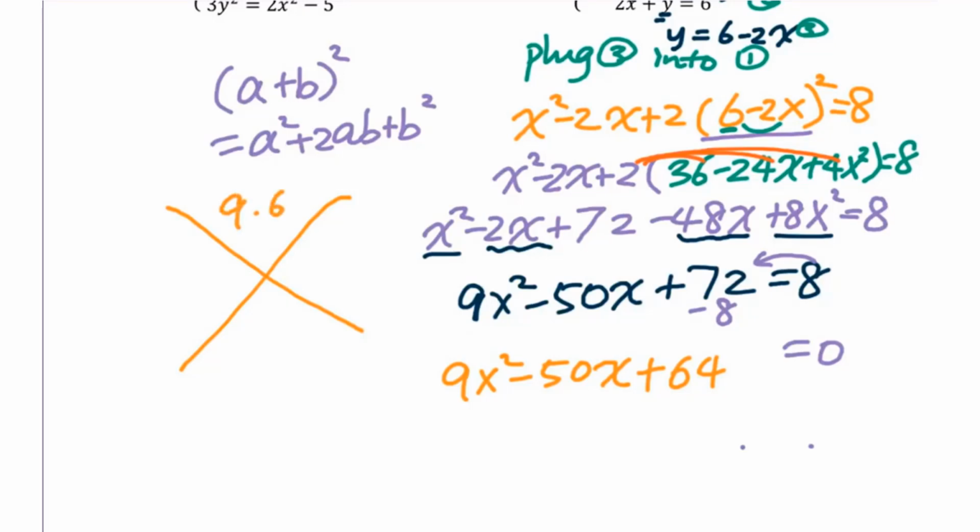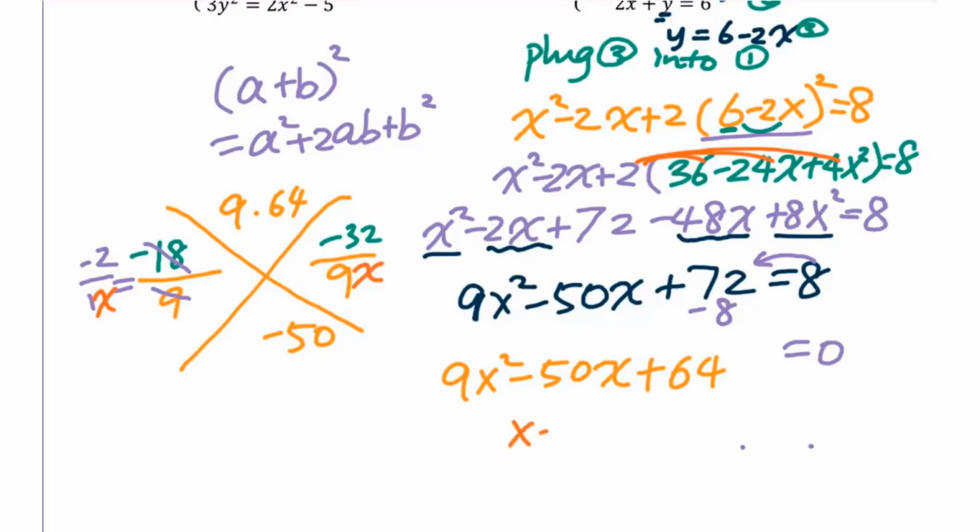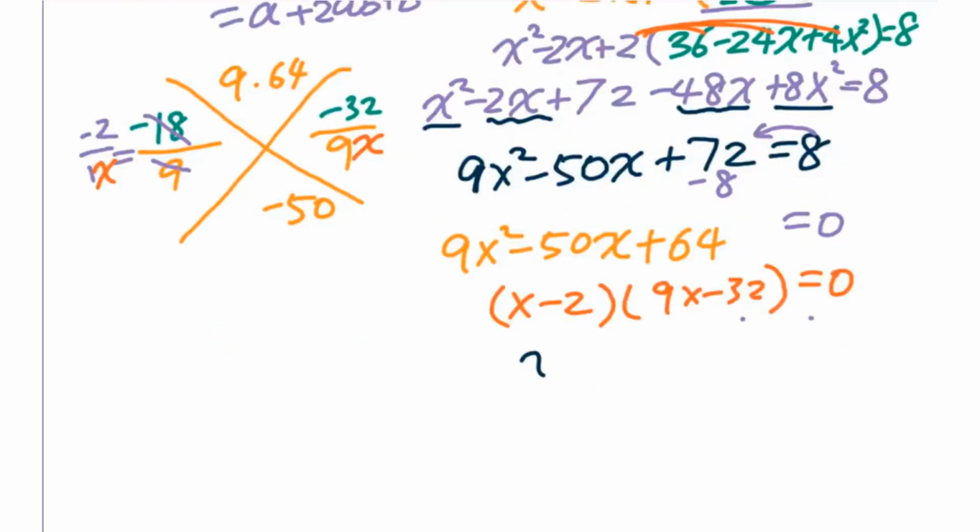9 times 64 over 9 over 9, negative 50. Get factors negative 18, negative 32. So reduce, you get negative 2 over 1. Put the x here. Factor that will be (x minus 2)(9x minus 32) equal to 0. So we get x1 equals 2, x2 equals 32 over 9.